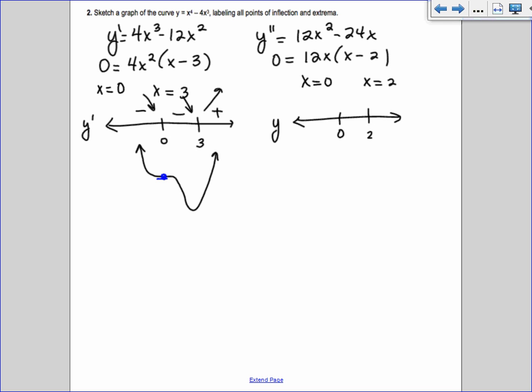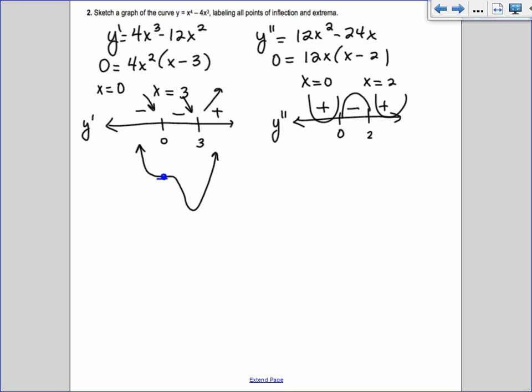Okay, so when I plug into y double prime, if I plug in a negative, I get a negative times negative as a positive. So I plug in 1, I get positive times negative as a negative. If I plug in 3, I get positive. So it's concave up, then concave down, then concave up. Does it look like that based on my little sketch that I just did? Yeah.